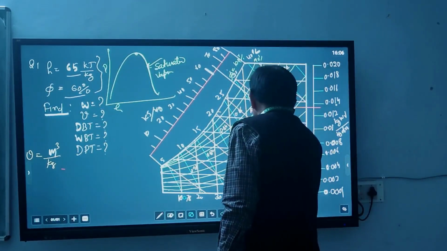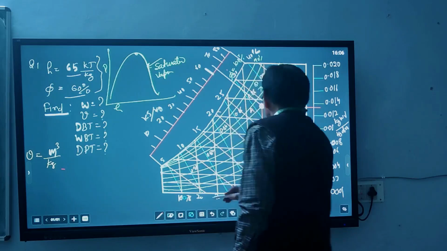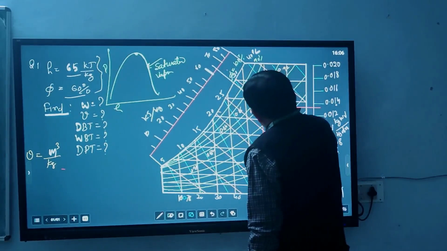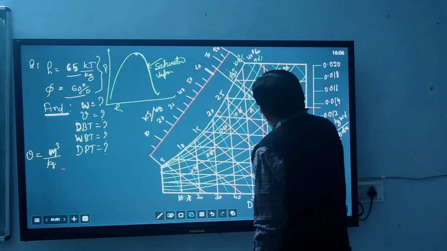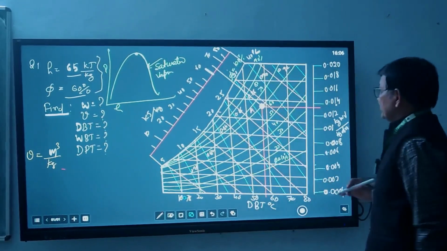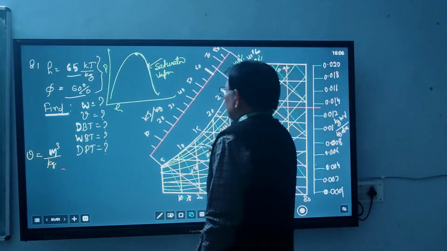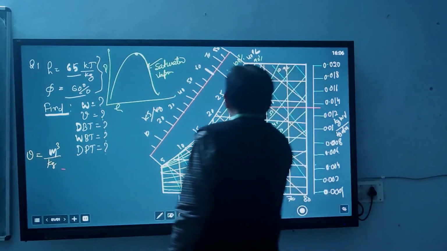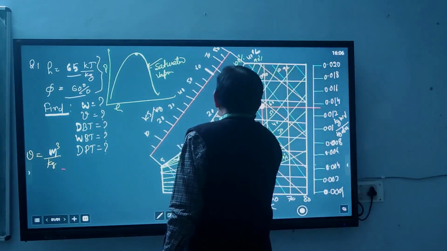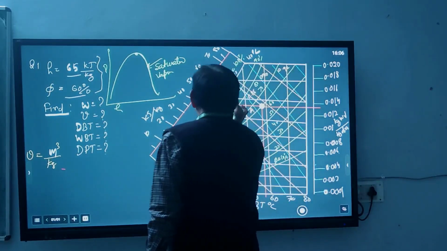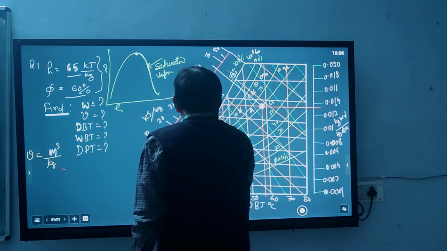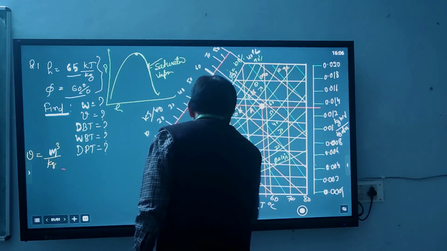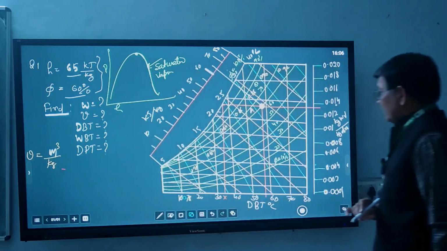For dry bulb temperature, this is the point where you can find out dry bulb temperature, and this line you draw is where you have to find out wet bulb temperature, and you have to find out DPT, dew point temperature. For dew point temperature you have to go downside, and where it touches the full saturation line, drop again a vertical line. So this one is the dew point temperature, where I mark a cross.